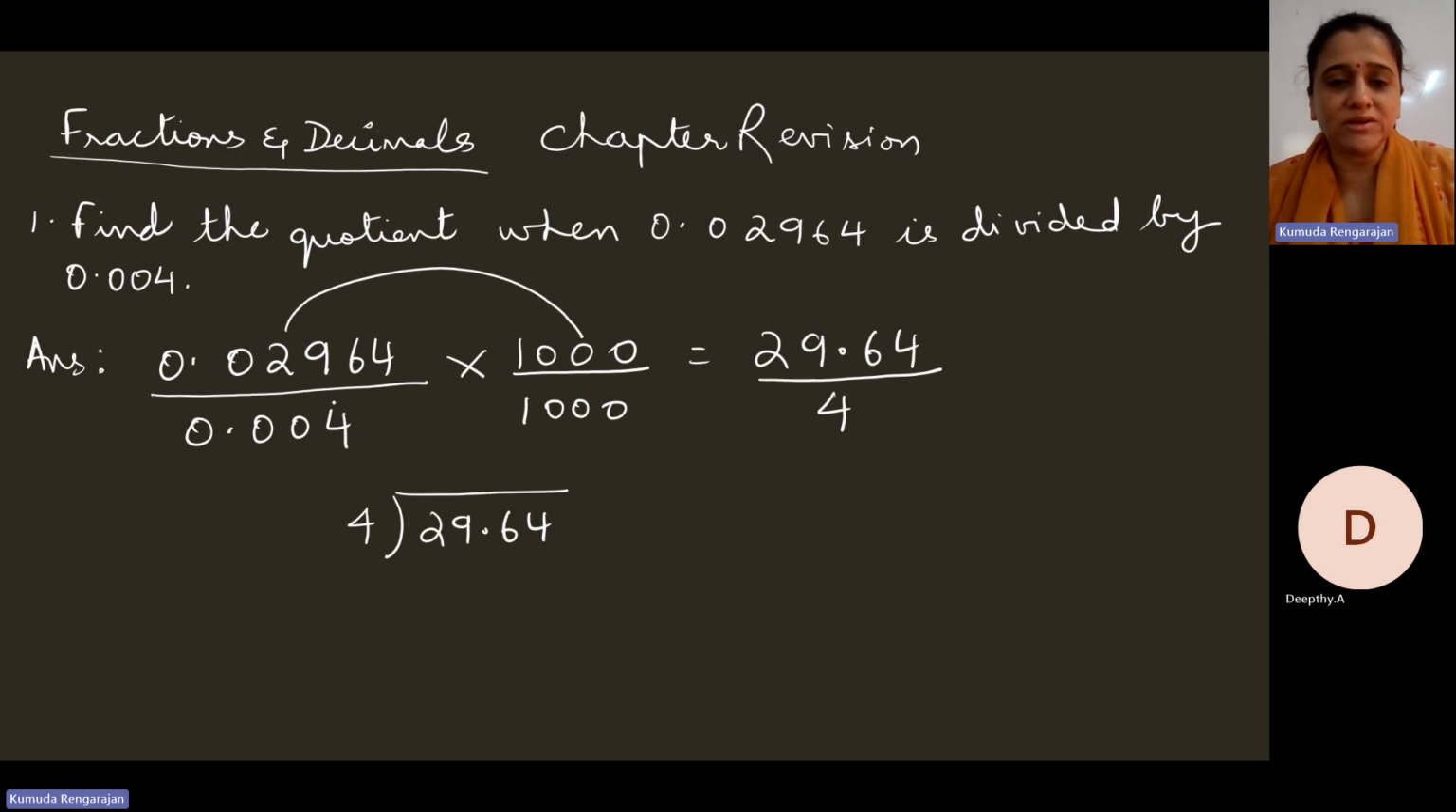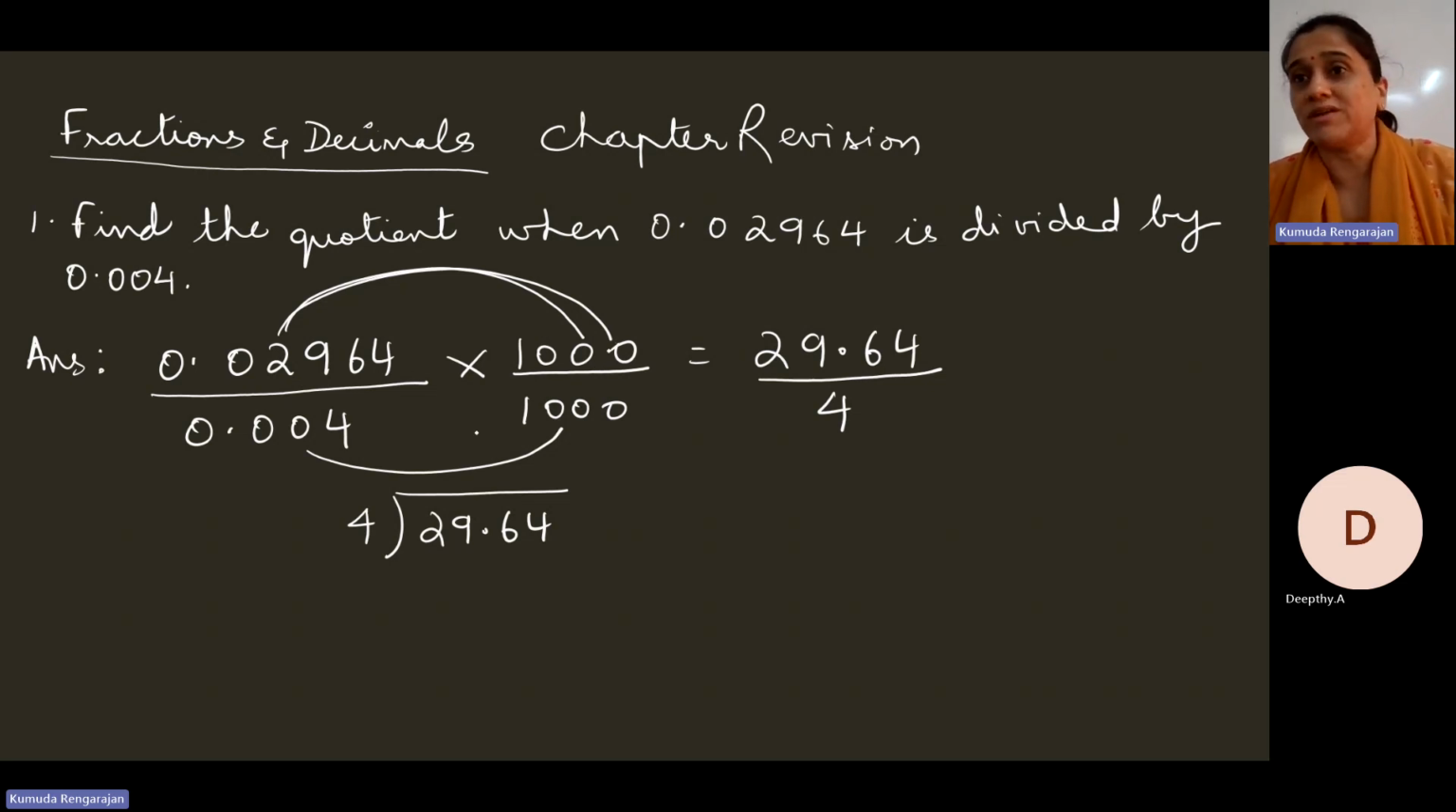How do you multiply two fractions? Multiply the numerators, multiply the denominators, correct? So when you multiply the numerator by 1000, you'll have to shift the decimal point 3 places to the right. So 1, 2, 3, 29.64. When you multiply this number by 1000, you need to shift the decimal point to the right by 3 places, because there are 3 zeros.